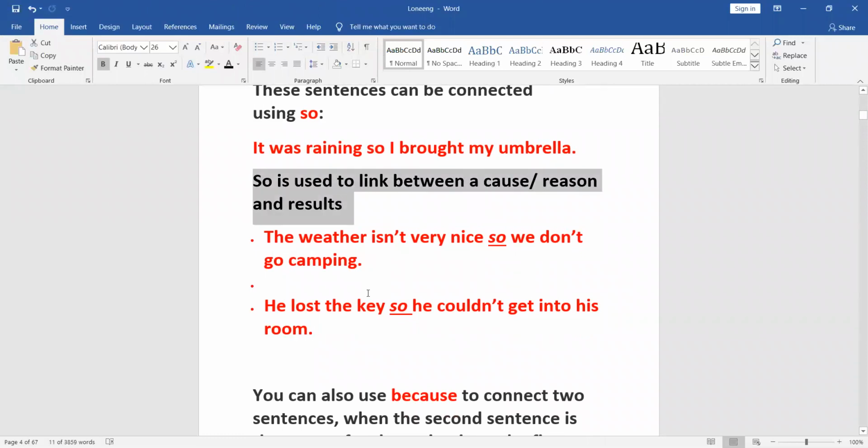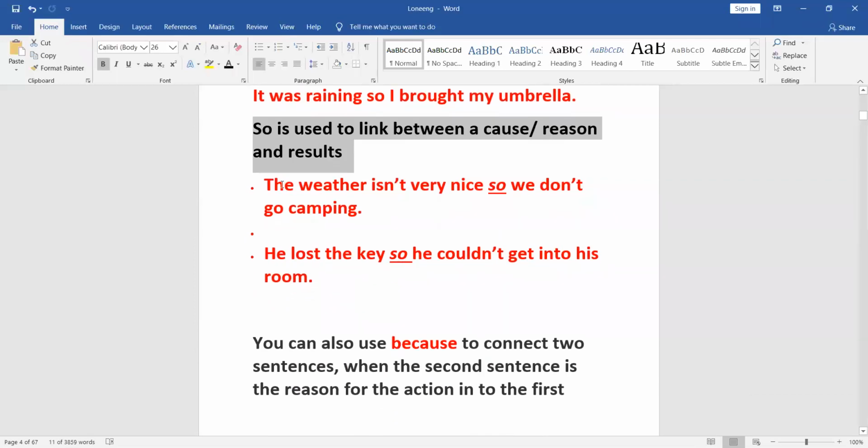The simplified version is, "so" is also used to link a cause or a reason and the result. So you can link a cause or a reason and a result. A cause and a result is linked using the conjunction "so". All right, so let's connect these sentences. The weather isn't very nice, so we don't go camping. Or you can also say, we aren't going to go camping. "Aren't" means we're not going to go.